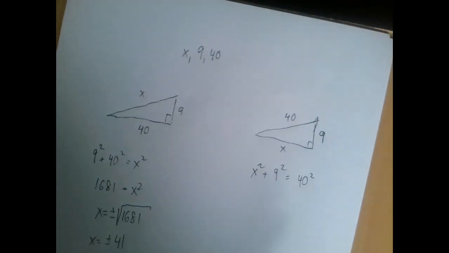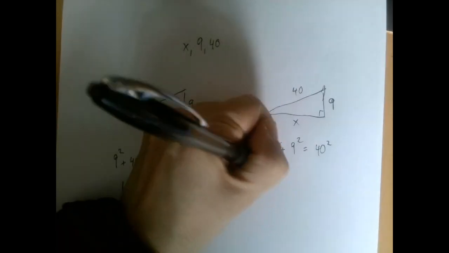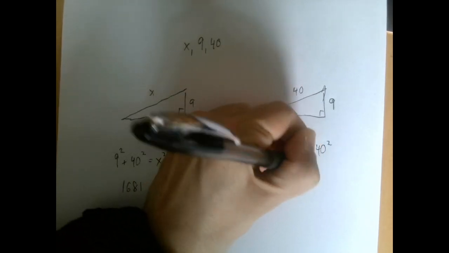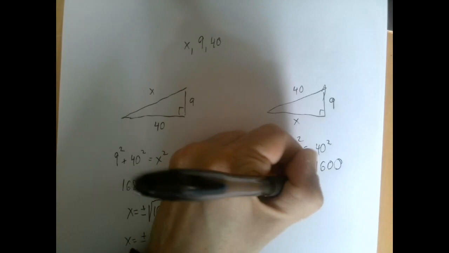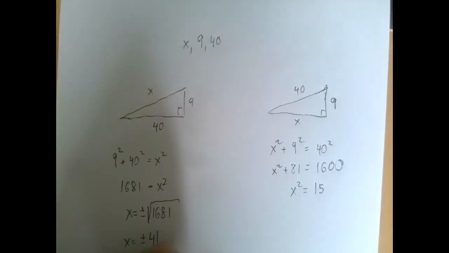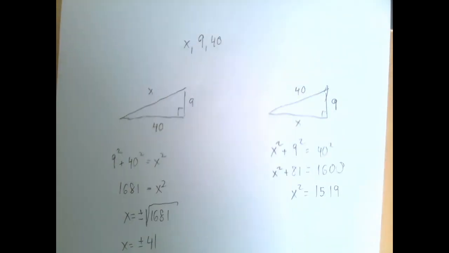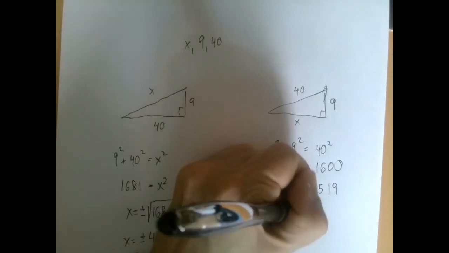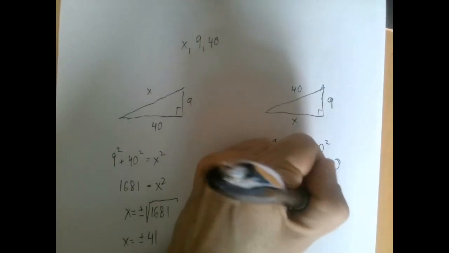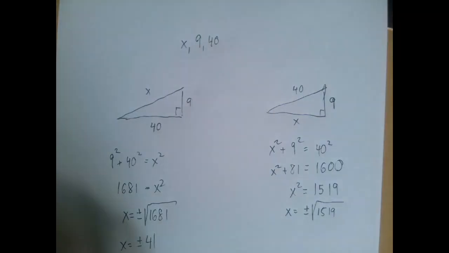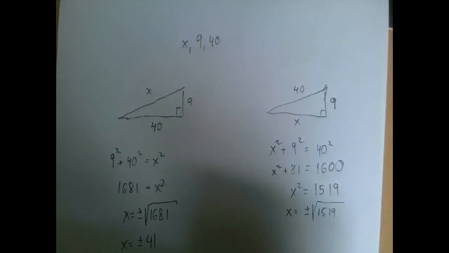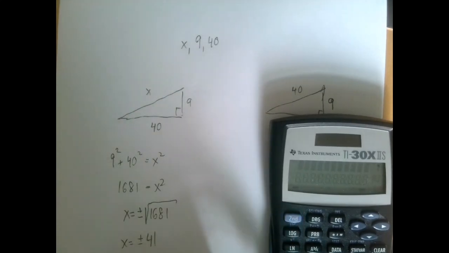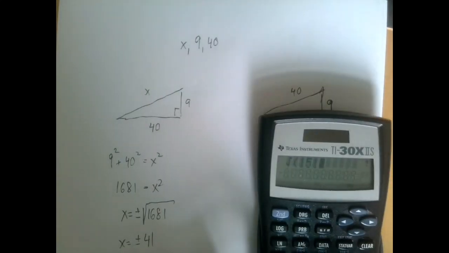All right, let's see the other one. And this other one, x squared plus 81 is 1600. So x squared is 1519. And therefore x equals plus or minus the square root of 1519. And then we check the square root of 1519.